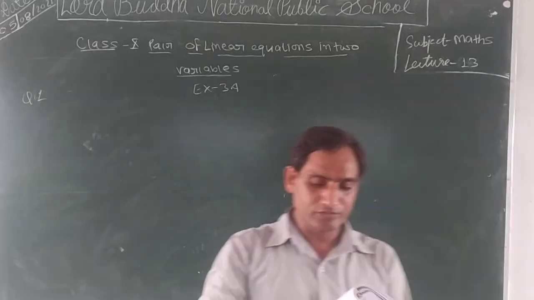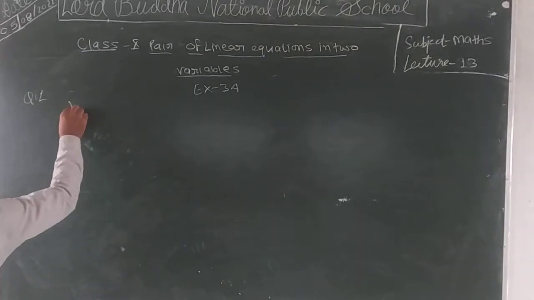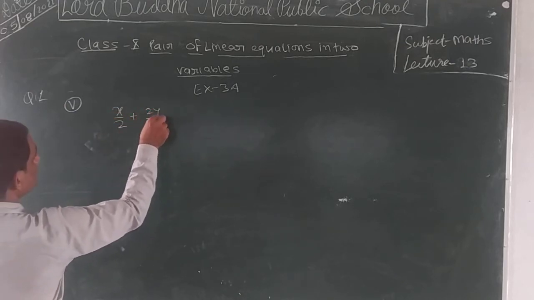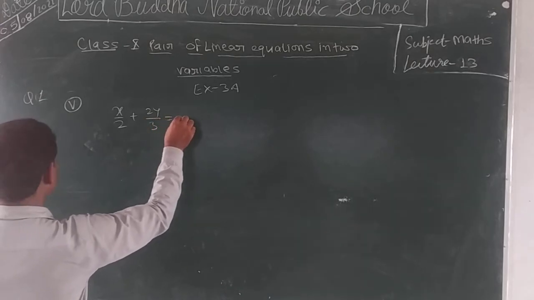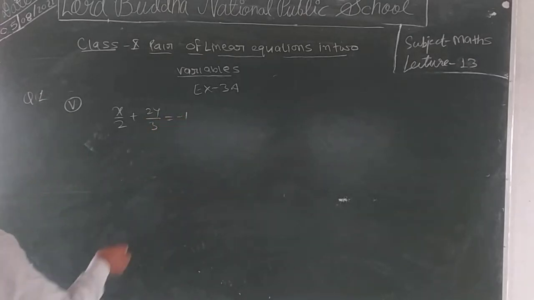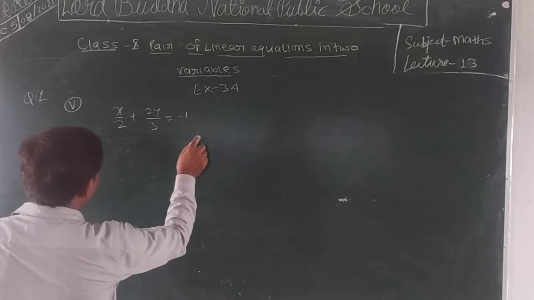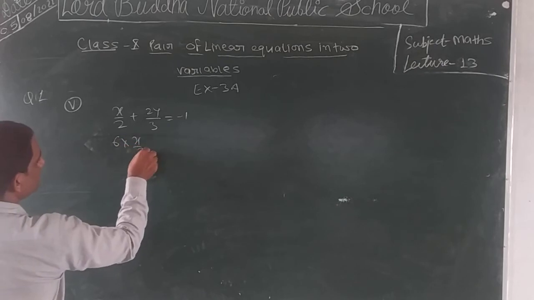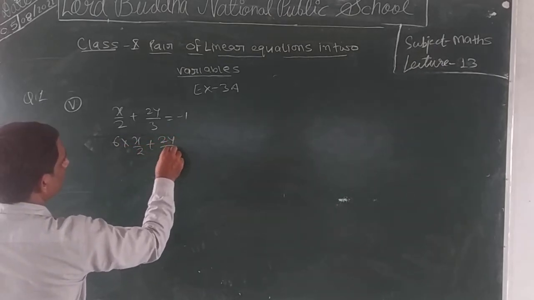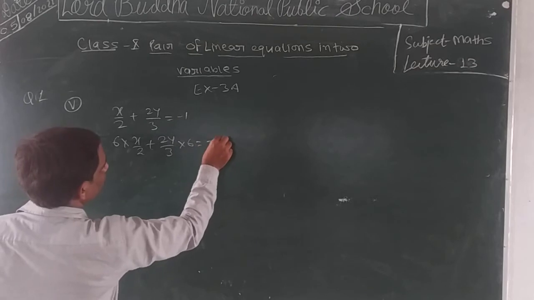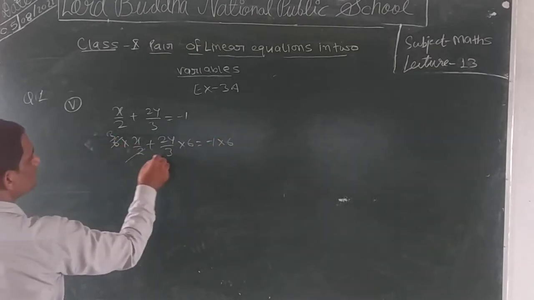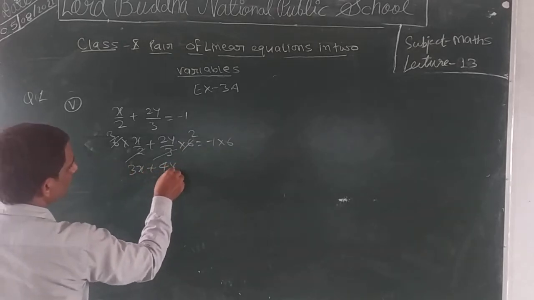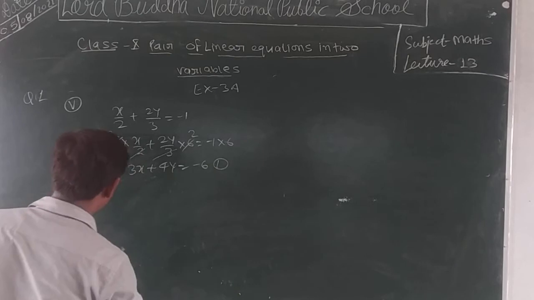The fourth part of this question is that x upon 2 plus 2y upon 3 equal to minus 1. First of all, we multiply all the terms of this equation by the LCM of the denominators, which is 6. 6 into x upon 2 plus 2y upon 3 into 6 equal to minus 1 into 6. 2 3s are 6, 3 2s are 6, so 3x plus 4y equal to minus 6. This is the first equation.